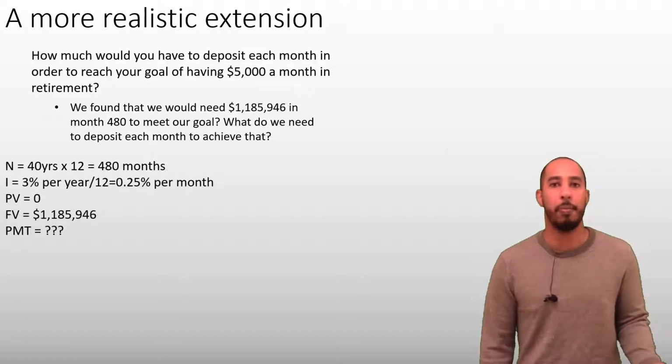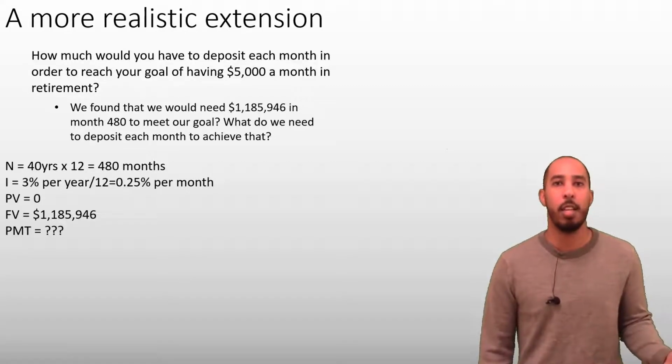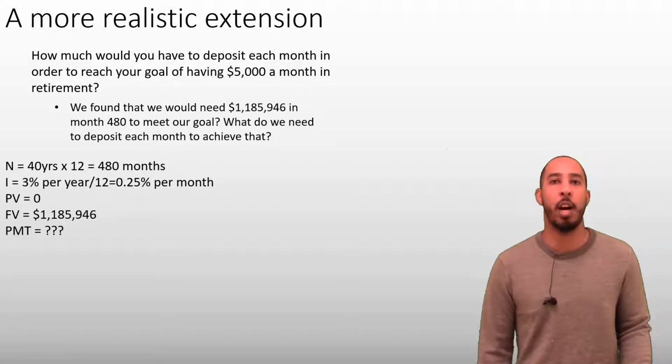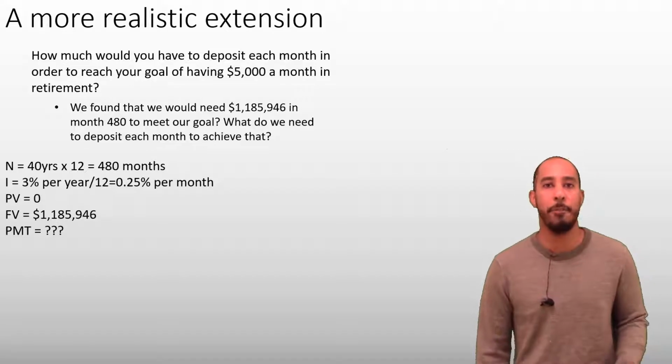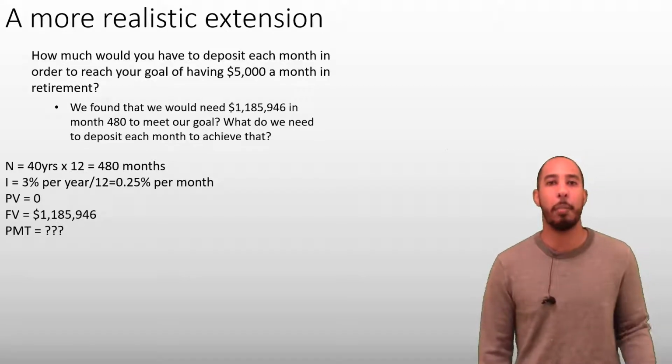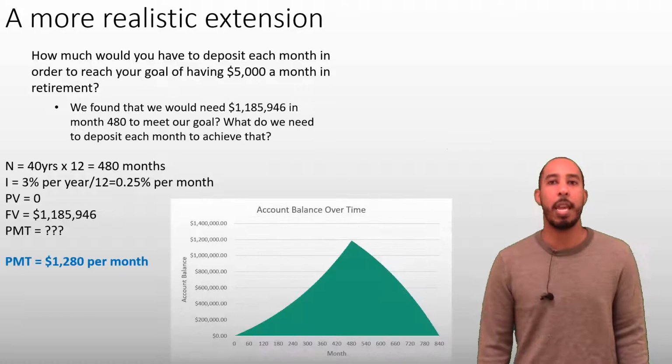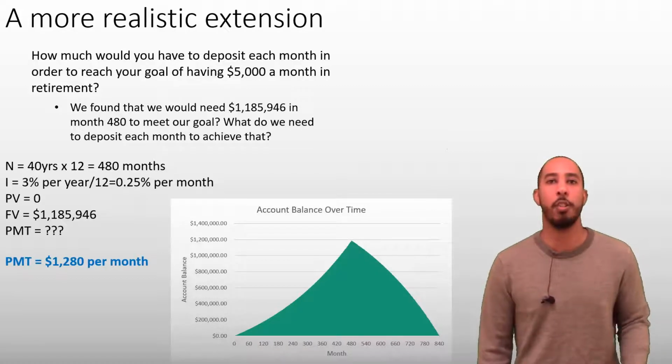This turns out to be just an ordinary annuity problem. I'll be making deposits for the next 480 months, or 40 years, so that's going to be my N. And I want to have $1,185,000 in the future, so that's my future value. And I need to solve for payment. Solving for payment, I get $1,280 per month.